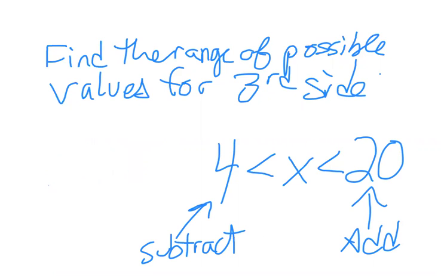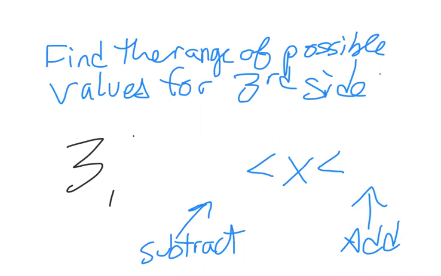So these are super easy if you know that that's what you're doing, okay? Do one more. What if I gave you 3 and 3? What's your range? 0 to 6. That's it. It's literally that easy.